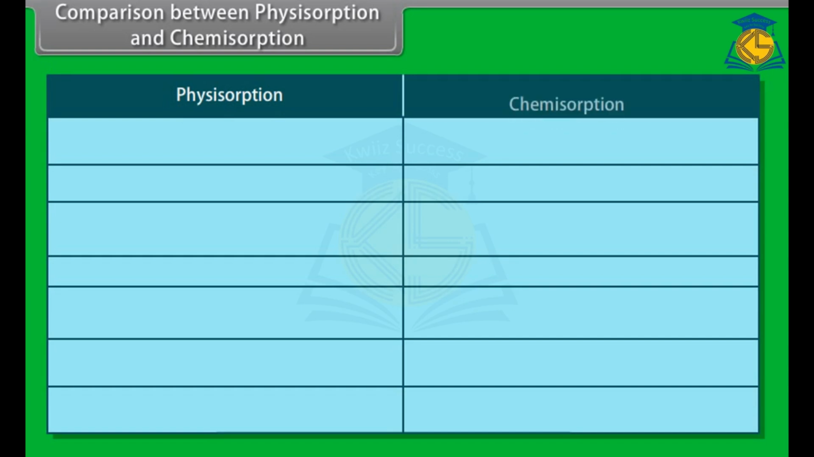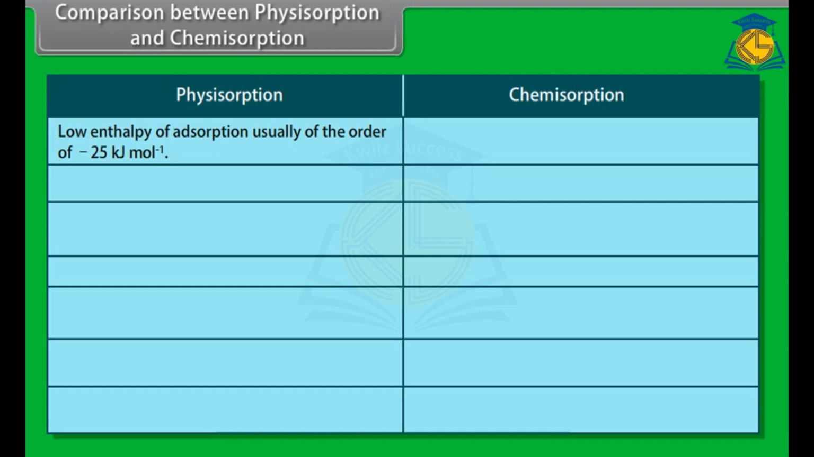The important differences between physisorption and chemisorption are: low enthalpy of physisorption, usually of the order of minus 25 kJ per mole, whereas high enthalpy of chemisorption, usually of the order of minus 200 kJ per mole.